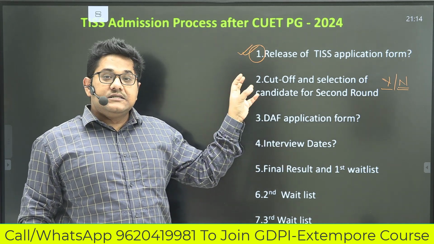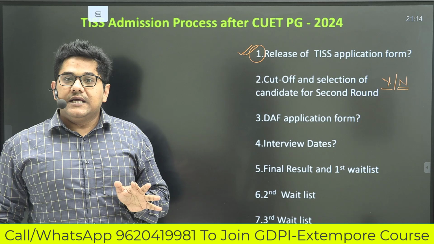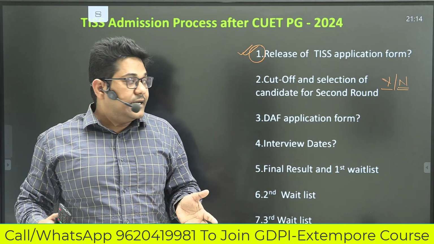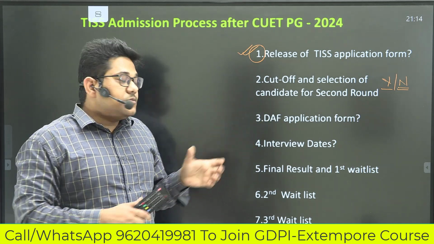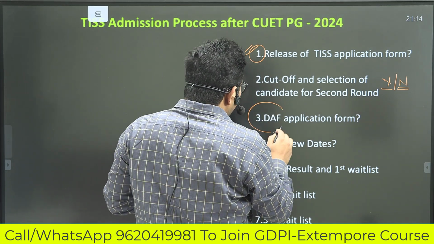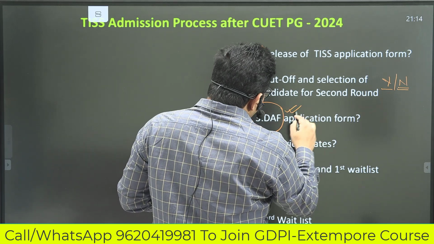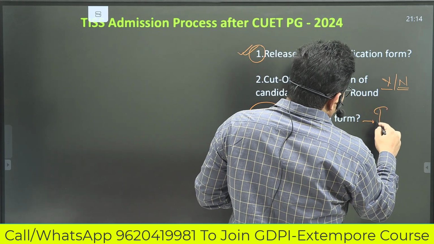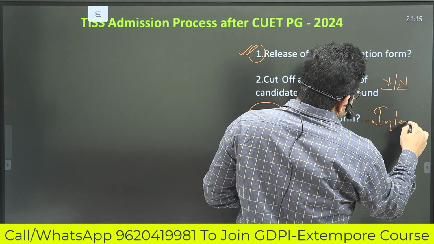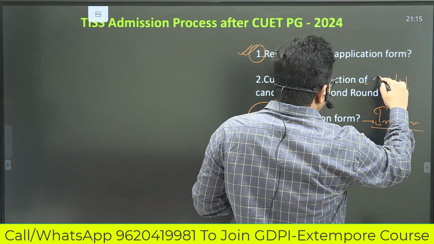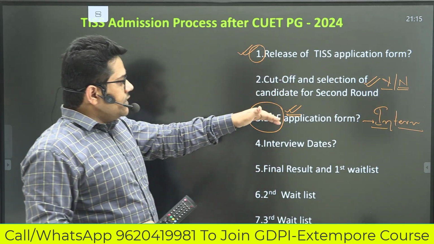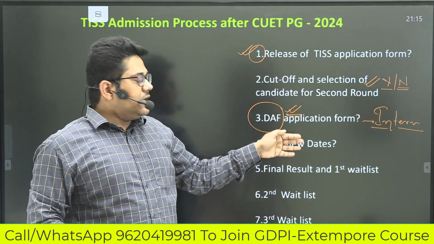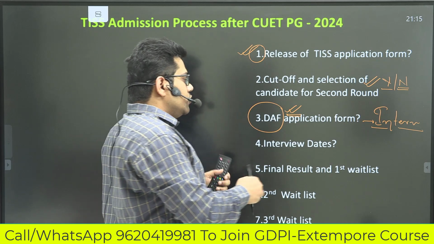Once that is declared, they will open the DAF application form, immediately or after some time. We do not know its date. DAF is the detailed application form. All those students who fill the DAF application form would be called for the interview. So first, here is a selection key: are you being called for the interview by the institute? If yes, then you'll be asked to fill the DAF application form. If you fill it, then immediately you'll get the interview dates.